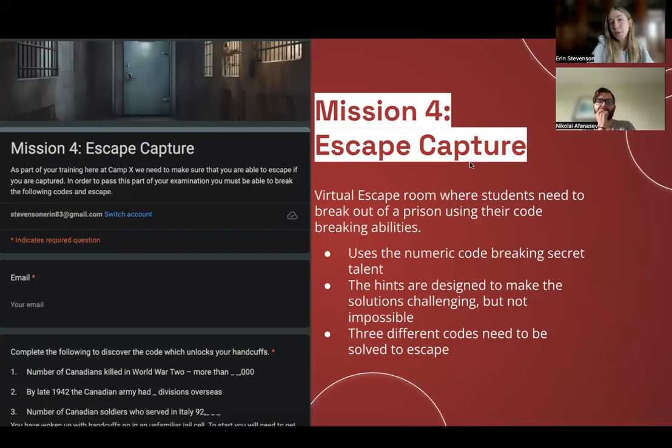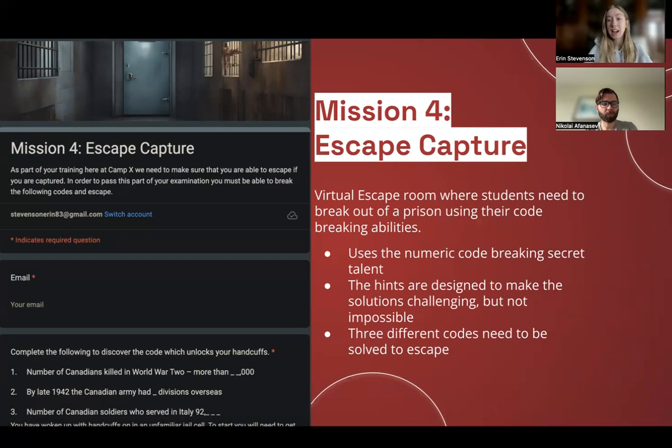So mission number 4. This is kind of a fun mission where students have to escape capture. As part of their spy training, they need to be able to get out of any situation. And so basically, we have designed a virtual escape room where students need to break out of a prison using their code breaking abilities. This uses the numeric code breaking secret talent.